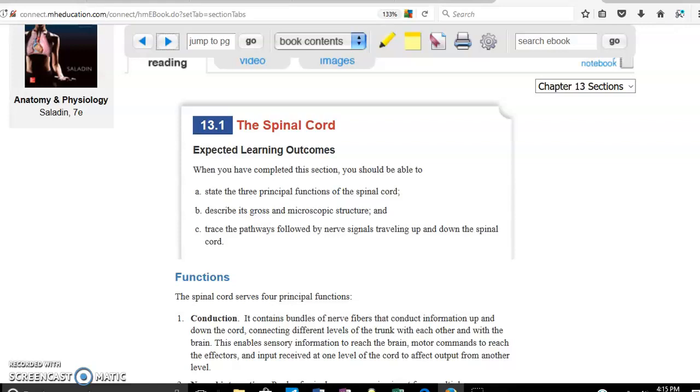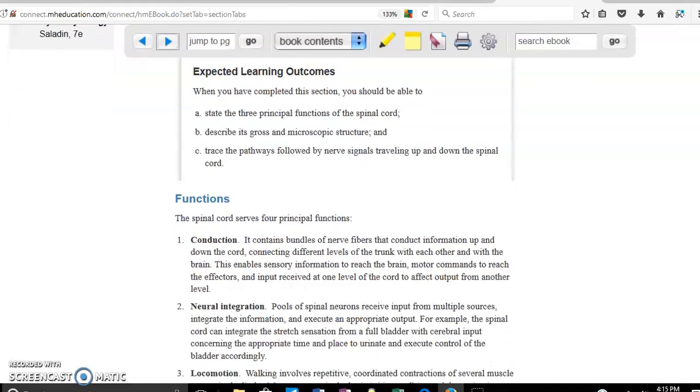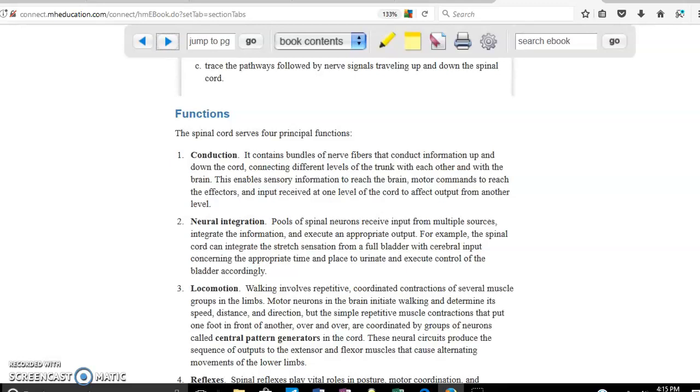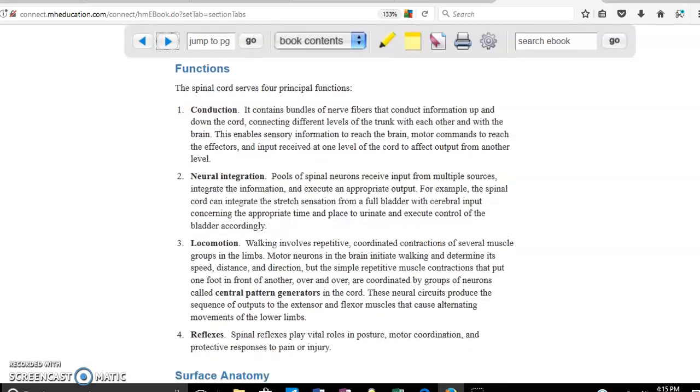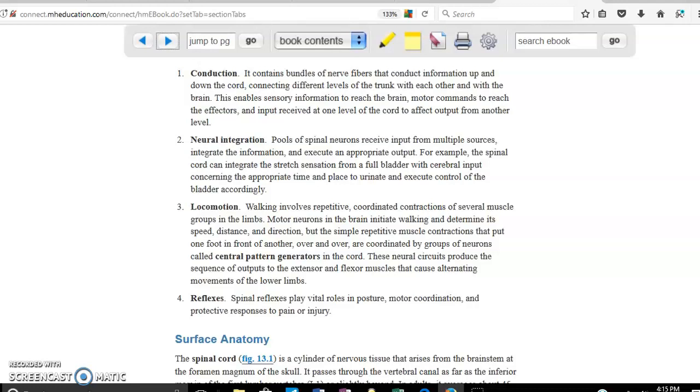Okay, the next chapter, chapter 13, is the spinal cord. We're going to be talking about that. For example, the functions: conduction, because it allows us to take information up and down the spinal cord to reach the brain. Neurointegration, there's a lot of coordination that happens at the level of our spinal cord. Locomotion, it involves a continuous movement and coordination of muscles in order to walk. And this coordination happens many times at the level of the spinal cord.